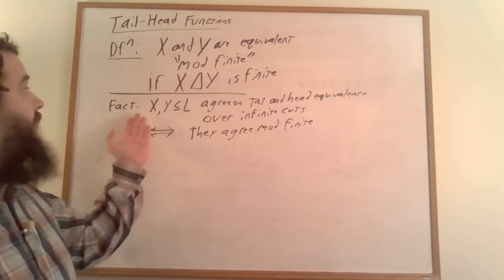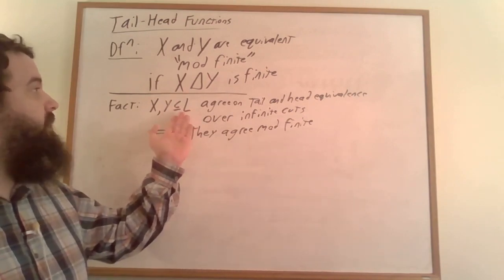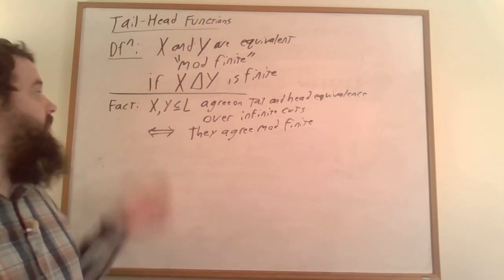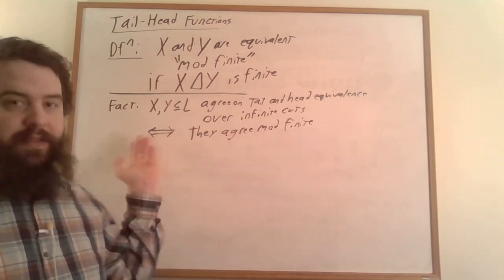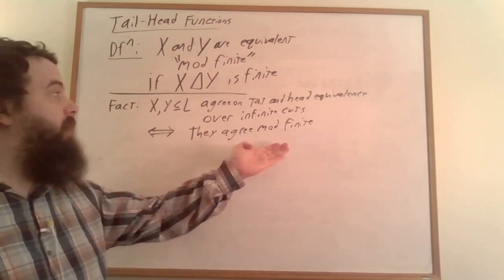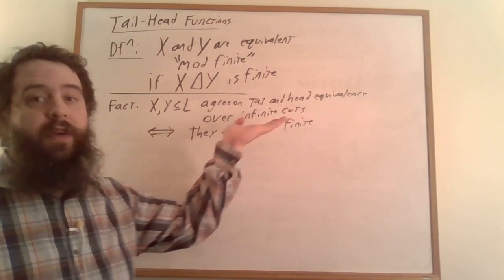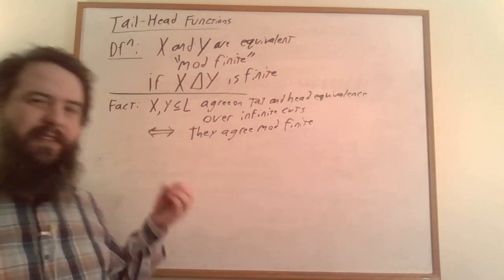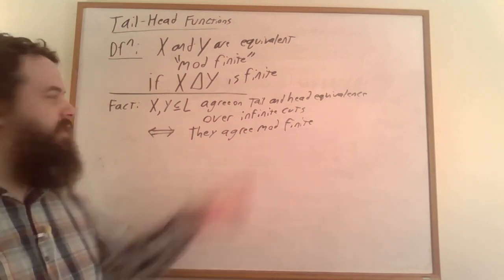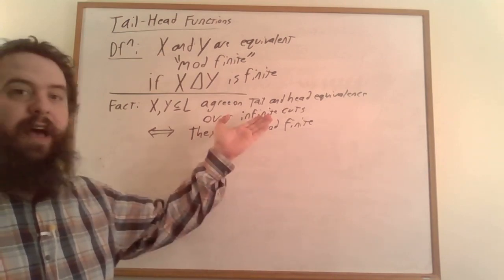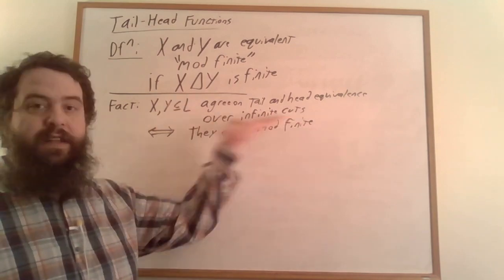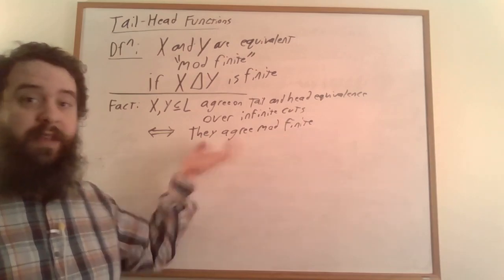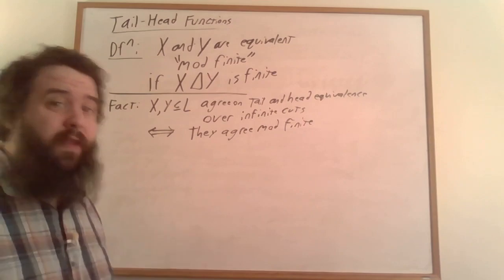To put it more formally, if we have two subsets of a linear ordering, and they agree on all tail and head equivalence classes over every infinite cut, then they agree mod finite, and this is an exact equivalence. If they agree mod finite, then they are tail and head equivalent over every infinite cut. In some sense, what this is saying is that our linear ordering L really consists of two separate parts. We have the finite bits, and we have the infinite cuts. And if we have two sets that agree on the infinite cuts, then the only place where they could disagree is on the finite bits, where they disagree mod finite. But it's slightly more than that.